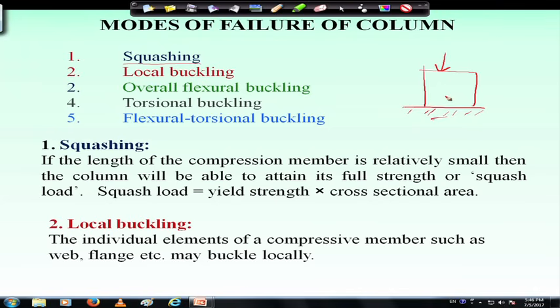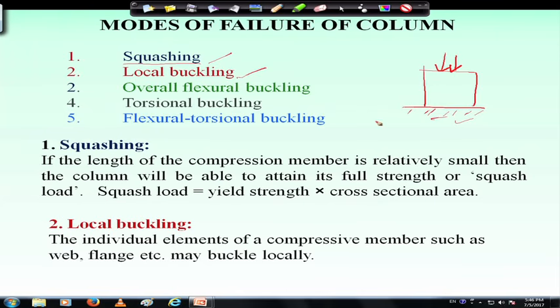Therefore, the failure load will be calculated simply as the yield strength into its cross sectional area. In such cases, the member fails due to crushing of the material. That is one type of failure we could observe. Another failure is local buckling. Local buckling happens due to the cross sectional configuration.